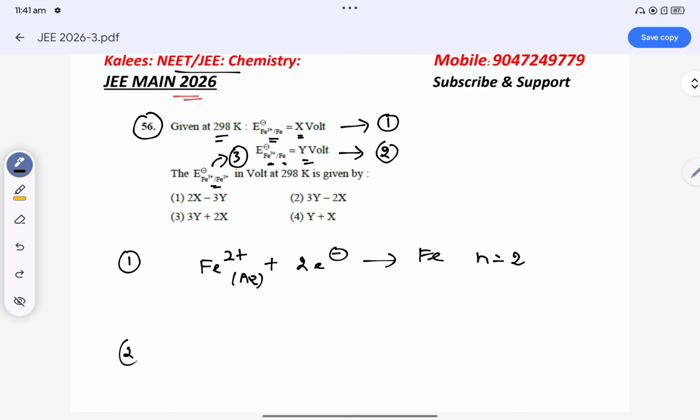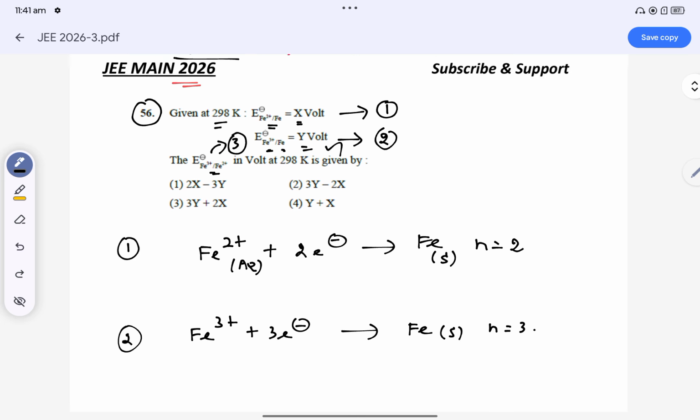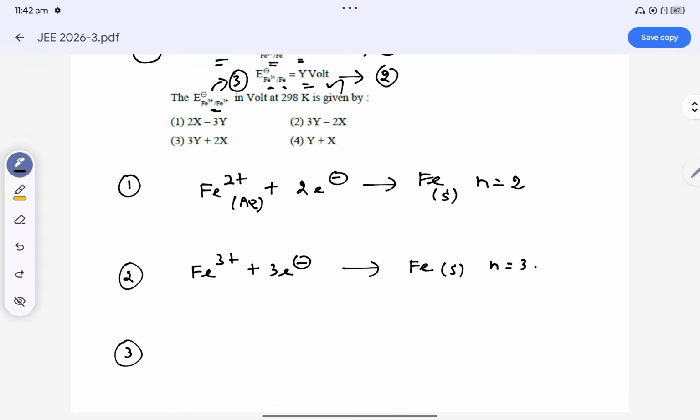The second equation: in this case, how many electrons are needed? For Fe3+ to Fe, 3 electrons are needed to convert it to neutral. Here in this case n is equal to 3. The third one: Fe3+ aqueous, and in order to get Fe2+ only 1 electron is needed. Fe2+ is also aqueous. In this case n is equal to 1.